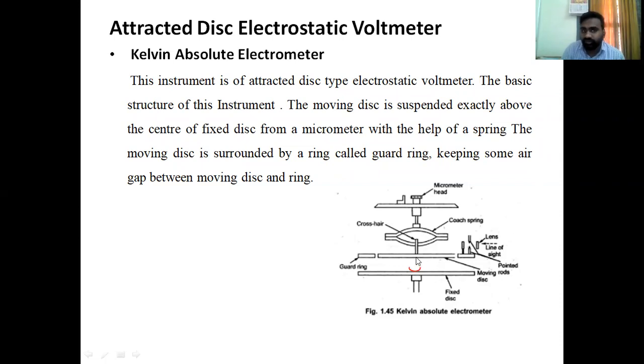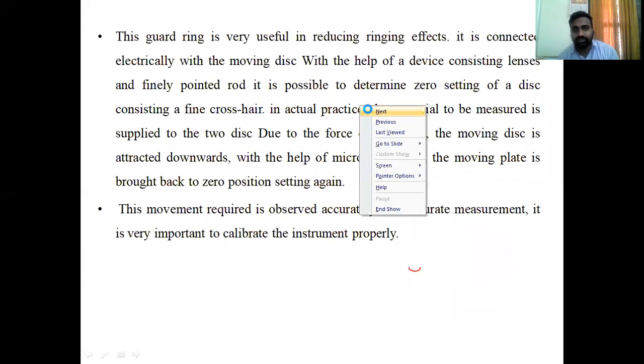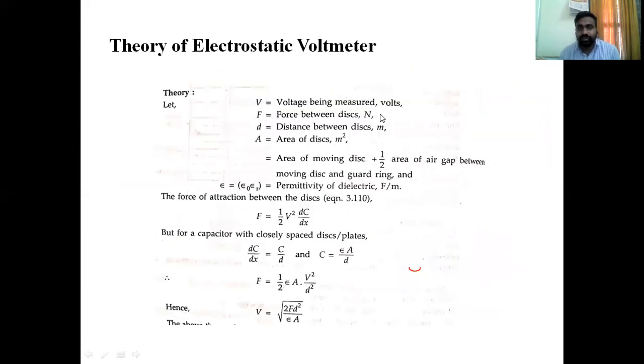There is a type of attraction, and the movable plate will start rotating. A needle is connected to this movable plate, and it will start deflecting. So this is about the Kelvin absolute electrostatic type meter. The theory we discussed. Next, let us see the behavior of voltage in this type of attracted type electrostatic voltmeter.